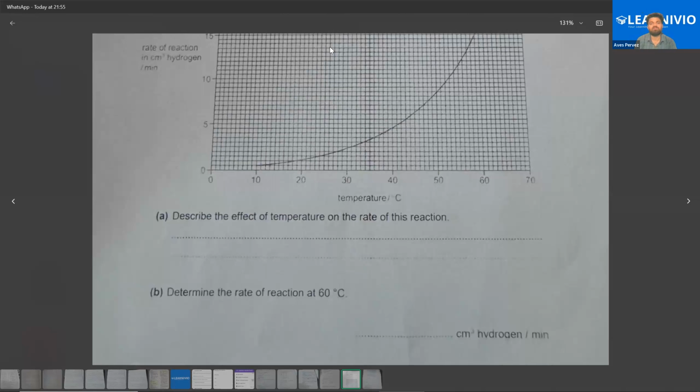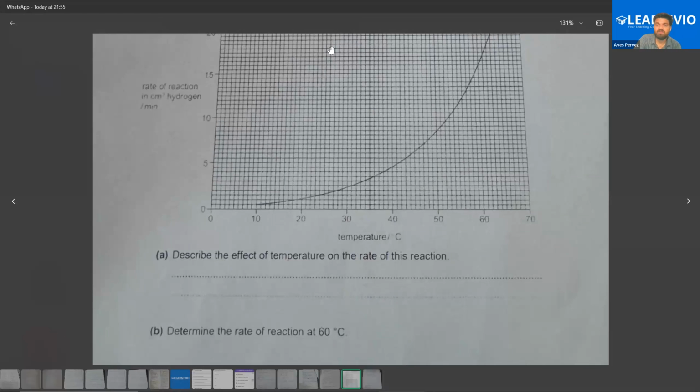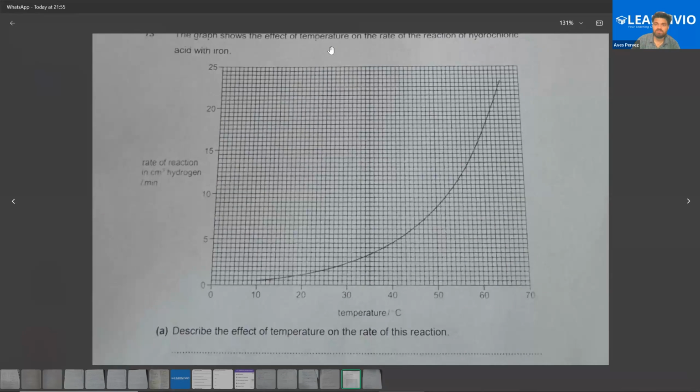Determine the rate of reaction at 60 degrees Celsius. Next, the rate of reaction at 60 degrees Celsius is, wait, 10.5 cubic centimeters of hydrogen per minute, according to the graph. So it is at 60 degrees Celsius we are having this. You will notice here, how it is 10.5 at 60 degrees Celsius, it is saying, no?